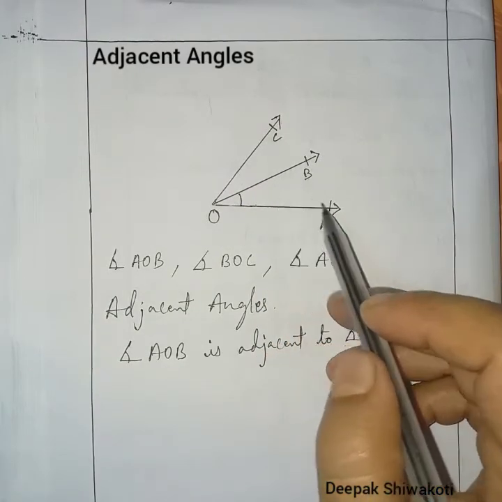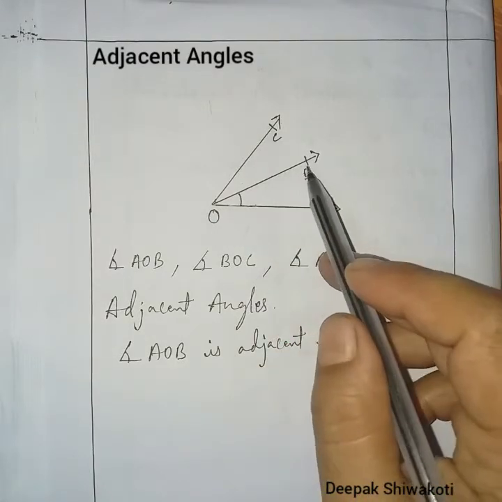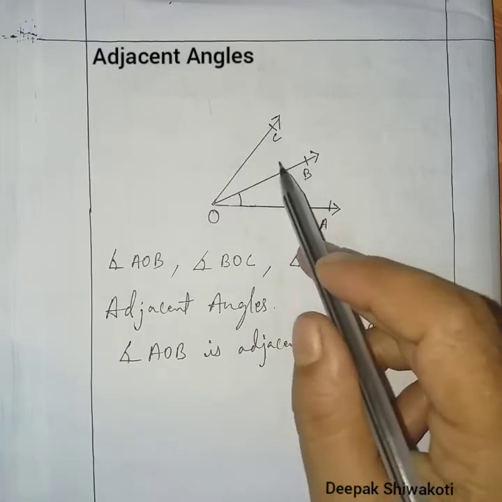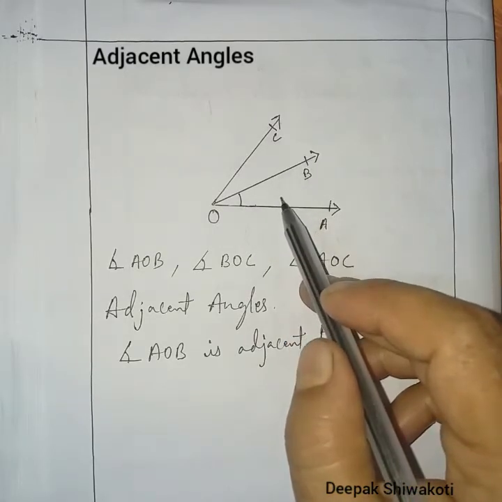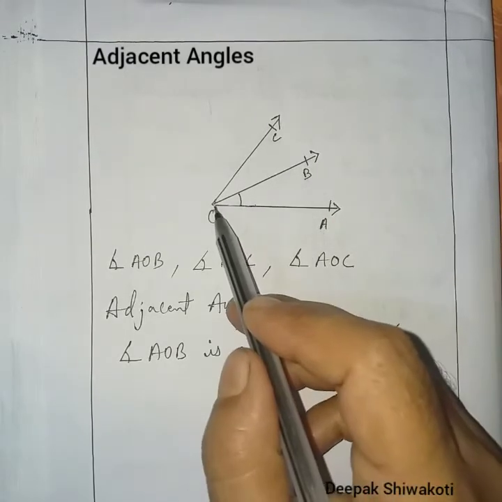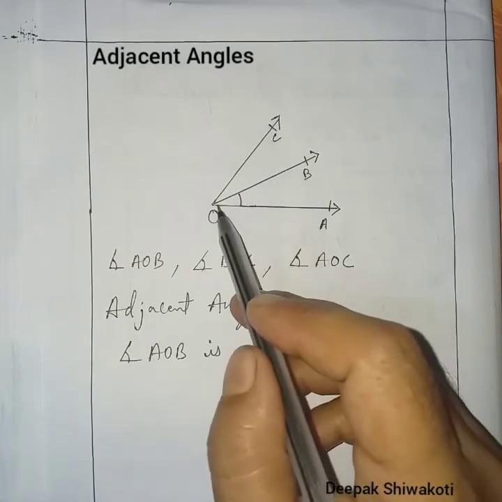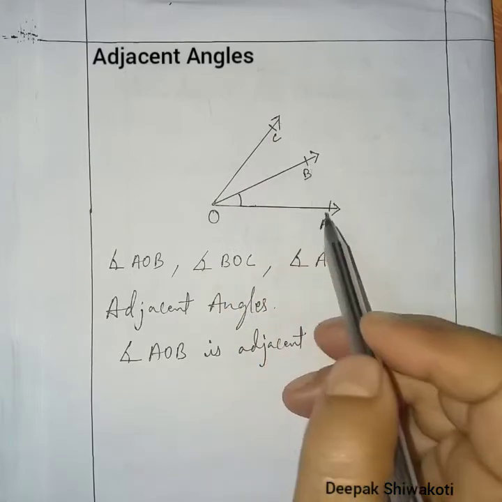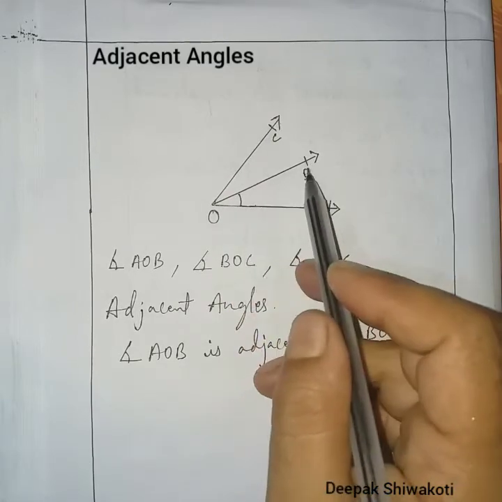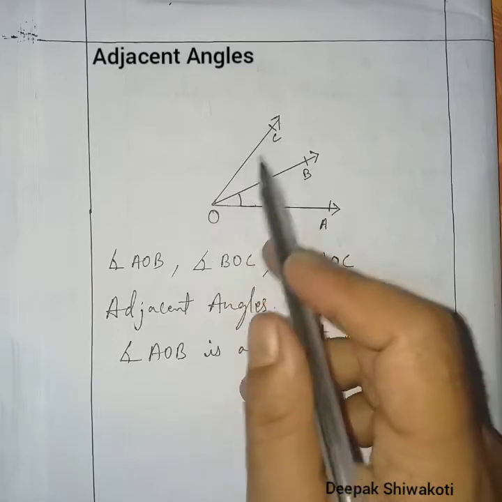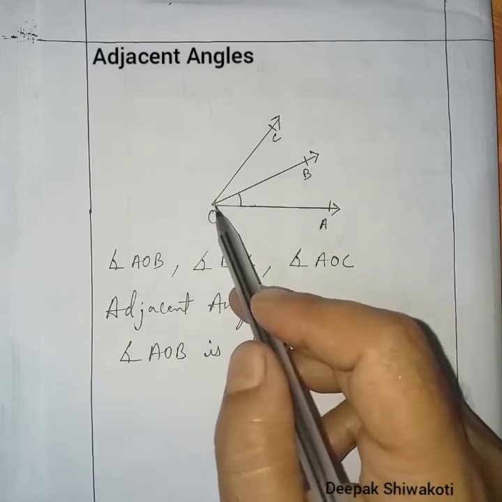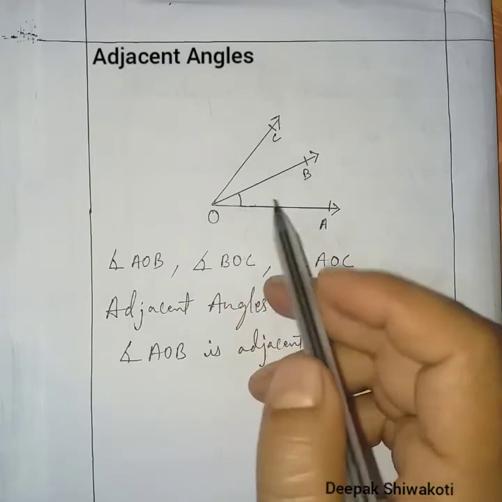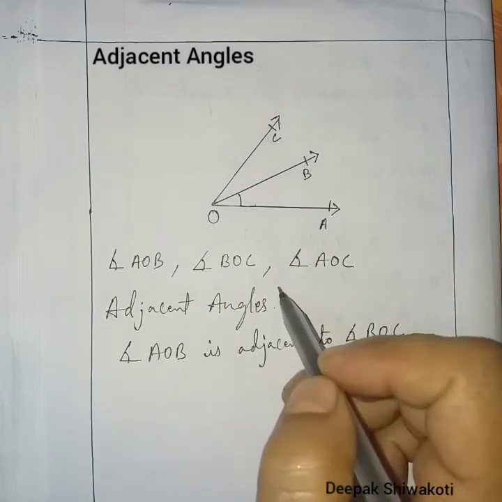In this case, angle AOB and angle BOC, this OB, the ray OB is common to both the angles. Okay, and the vertex of both the angles is the same, that is O. The vertex of angle AOB is O, and the vertex of angle BOC is also O. So the common arm and same vertex you will see for adjacent angles.